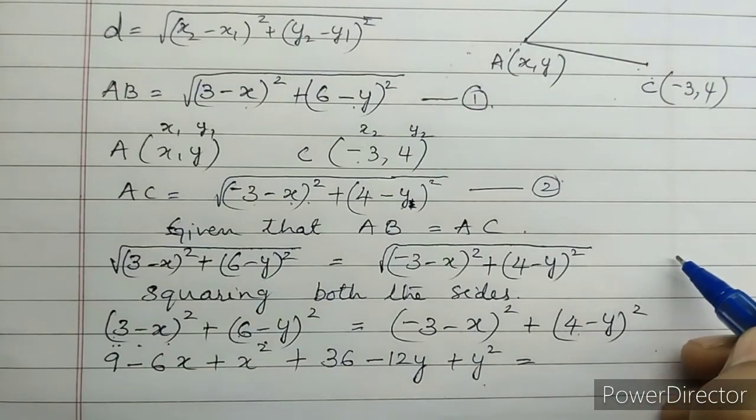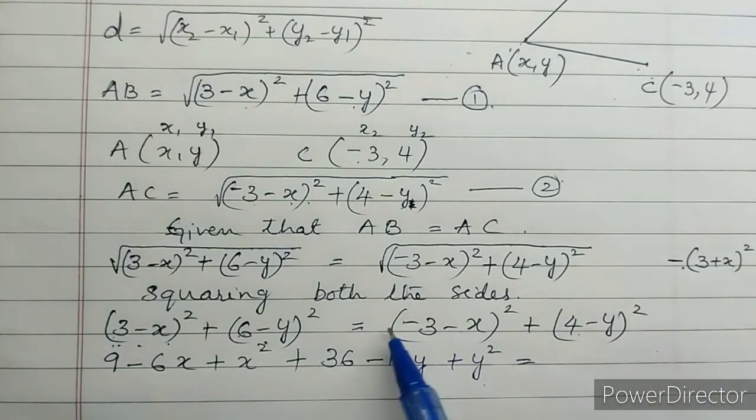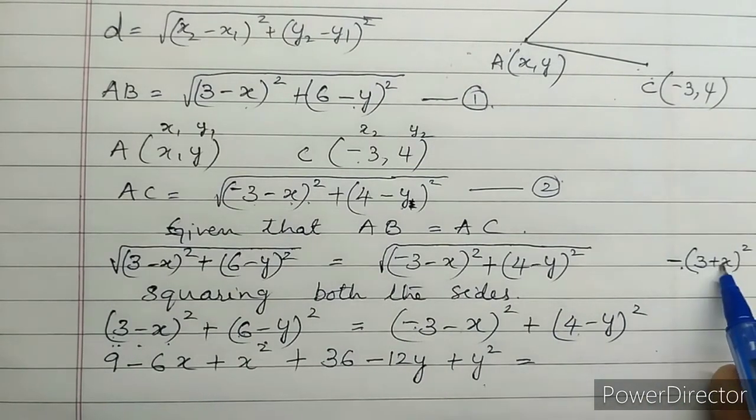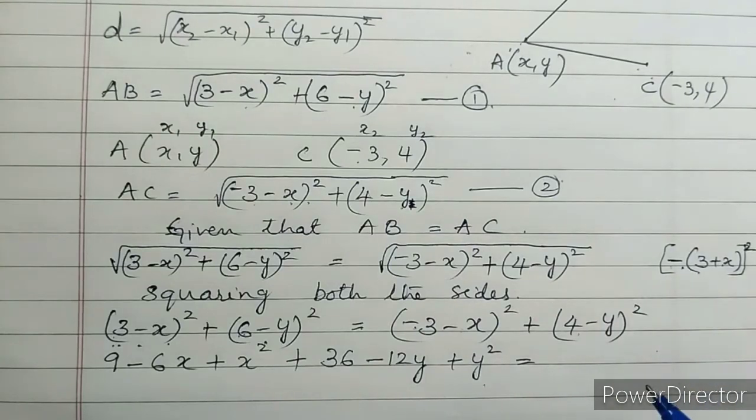See, I will show you. Minus of (3 plus x) the whole square you can write. One negative, when you remove, both the signs will change. This also will become positive, x also will become positive. Now the whole square will come like this. So negative square means it is positive. So finally only (3 plus x) the whole square will come, negative will get cancelled by squaring.